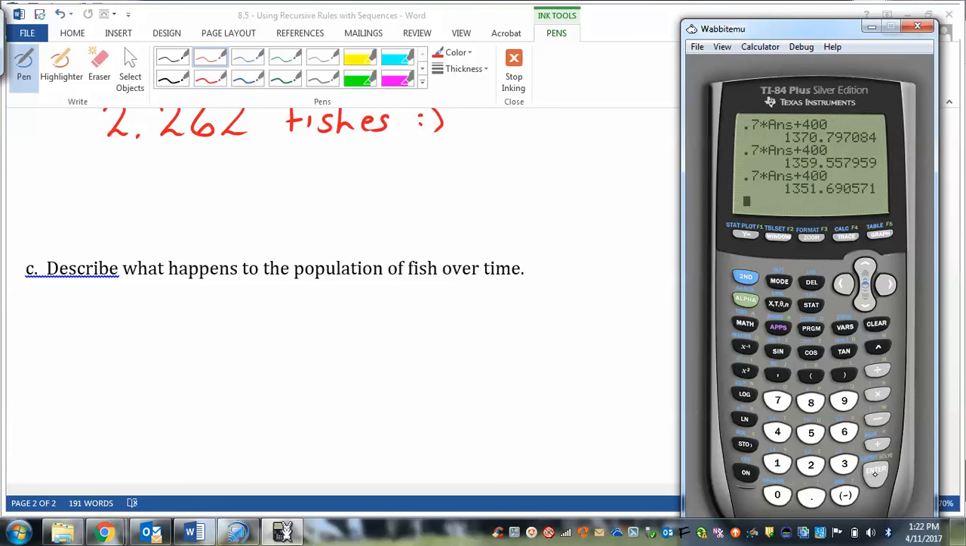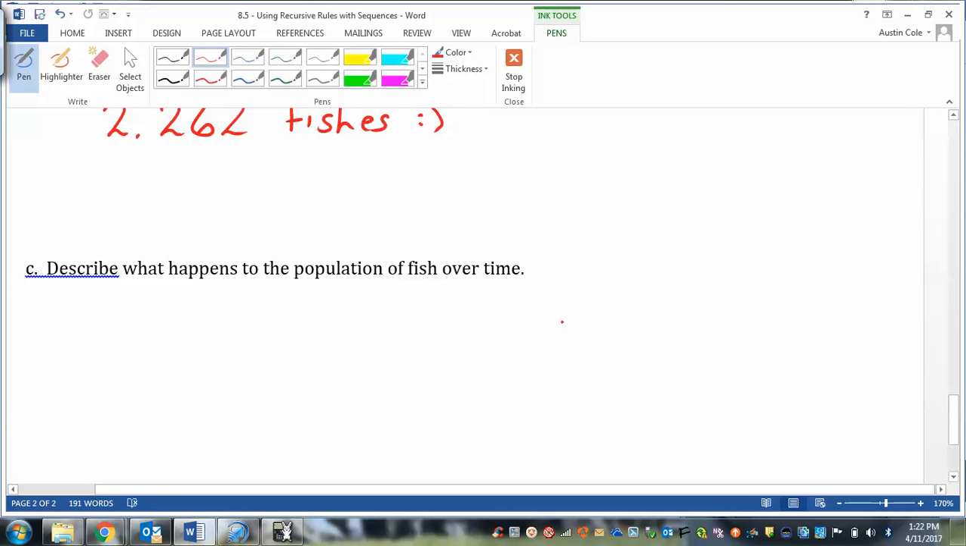At one point I just stopped. You guys doing this? It just kind of flatlines. Keep doing it. Eventually, it should approach or converge on a number. I think 1,333.33. We'll just call that 1,333 fish.